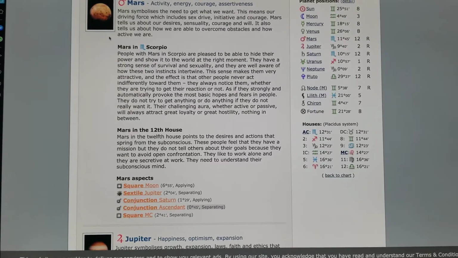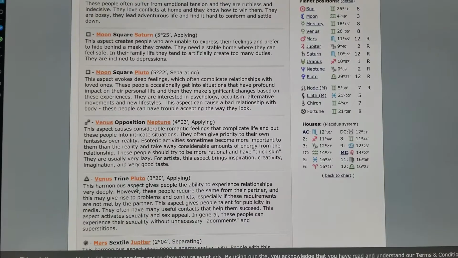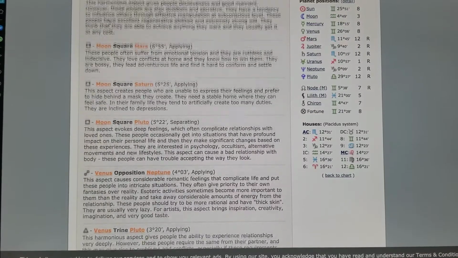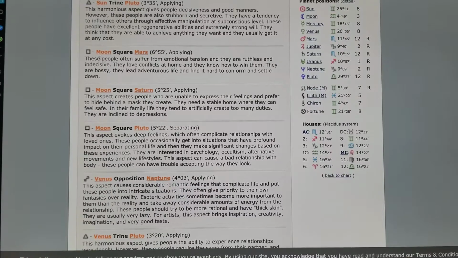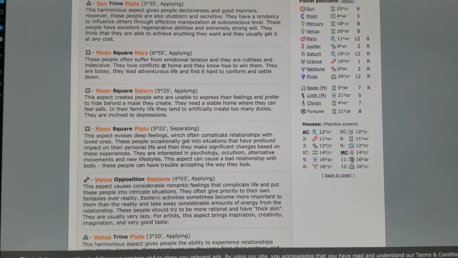We clicked on Mars, right? What are the aspects of Mars? A square to the moon. Let me click here. Okay. Right here. Moon squares Mars. These people often suffer from emotional tension and they are ruthless and indecisive. They love conflict at home and they know how to win them. They are bossy, they lead adventurous life and find it hard to conform and settle down. This used to happen to me.